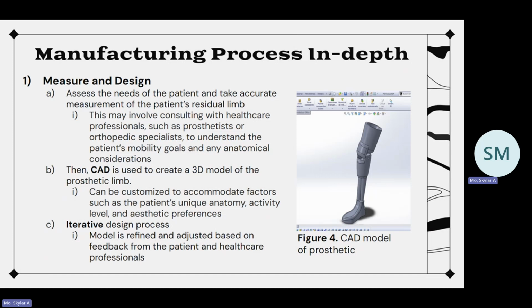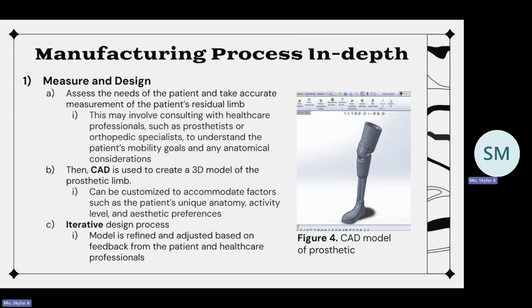And next, CAD is used to create a 3D model of the prosthetic limb. The CAD model can be customized to accommodate factors such as the patient's unique anatomy, their activity level, and aesthetic preferences. Designers may incorporate features such as adjustable sockets, ergonomic shapes, and weight-saving structures to optimize comfort and performance of the prosthetic.